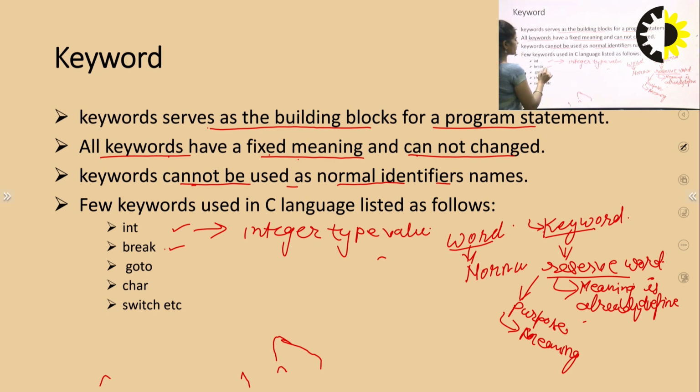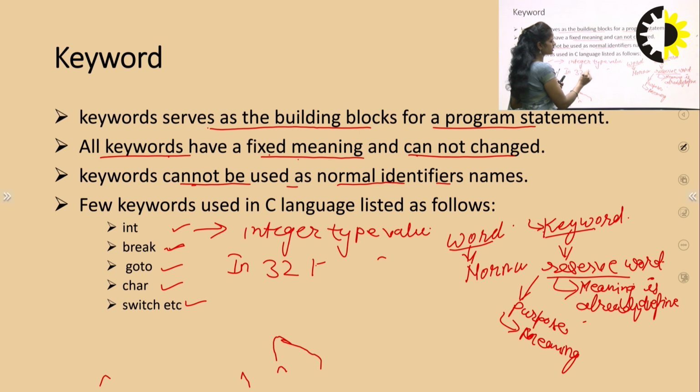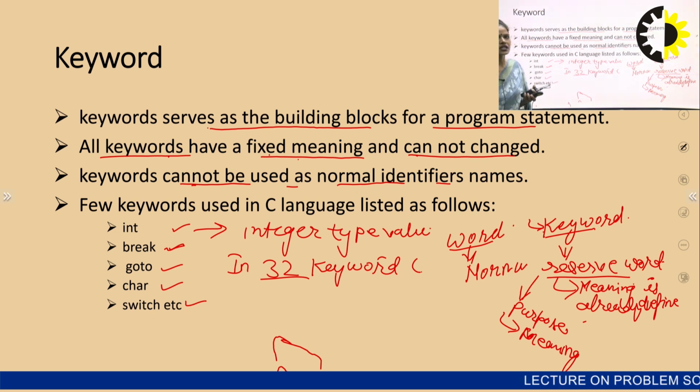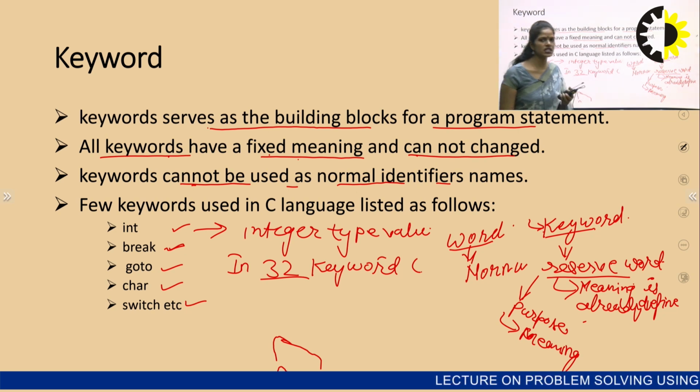Right? And break, go to, char and switch. So these are some keywords which are supported by the C language, right? If I'm talking about how many keywords the C language supports, there are 32 keywords in the C language, right? So basically we have a set of 32 keywords in the C language.